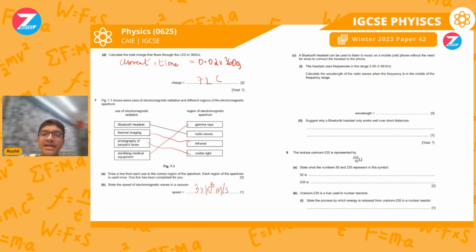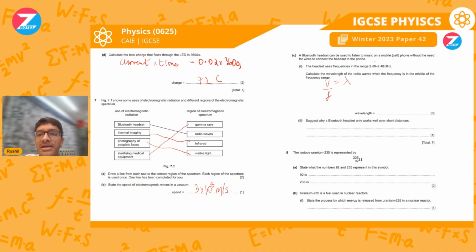A Bluetooth headset can be used to listen to music on a mobile phone without the need for wires to connect the headphone to the phone. The headset uses frequencies in the range 2.4 to 2.48 gigahertz. Calculate the wavelength of the radio waves when the frequency is in the middle of the frequency range. We know that the speed of a wave is equal to the wavelength times the frequency. So by rearranging the formula, we have that wavelength is equal to velocity divided by frequency.